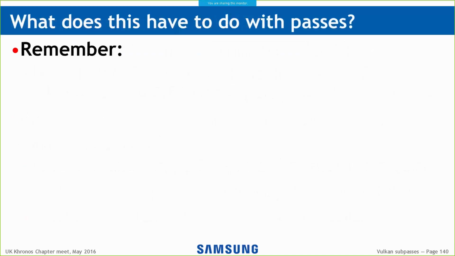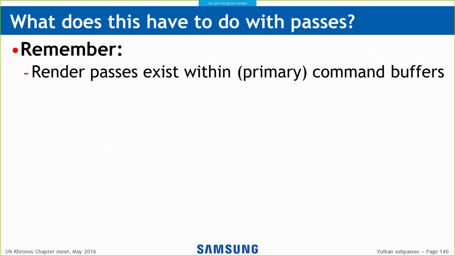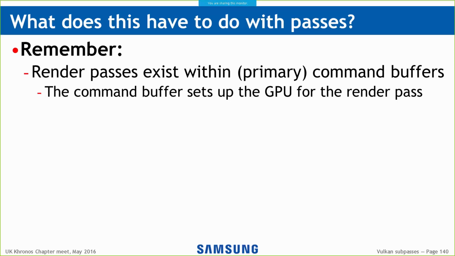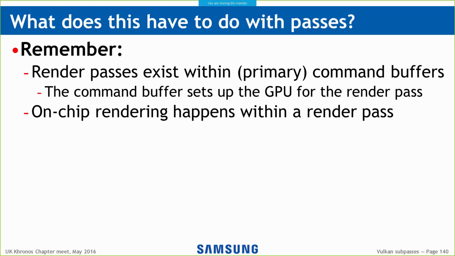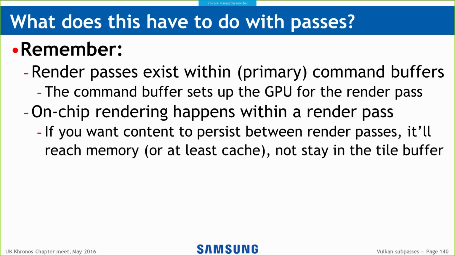Right, this is supposed to be a talk about render passes, but I'm not talking about local command buffers. The render passes are within a primary command buffer, and the command buffer has to do the configuration for the GPU with the actual VK frame buffer. So it needs to set up actual memory pointers and that kind of thing. Rendering happens in the render pass, so if we want that rendering with on-chip accesses to use secondary command buffers, then you need to stay inside the same render pass, which is defined in the primary.